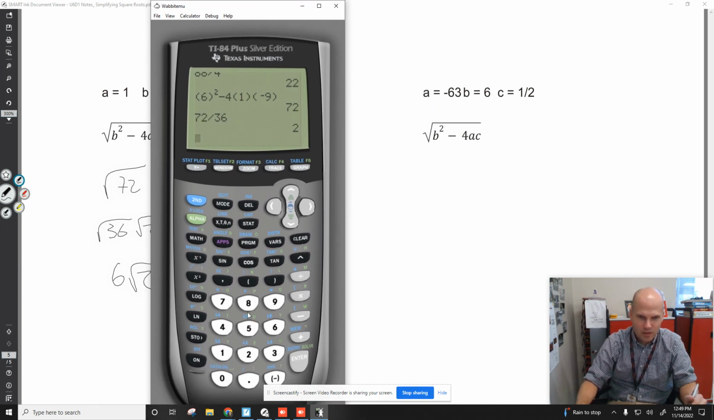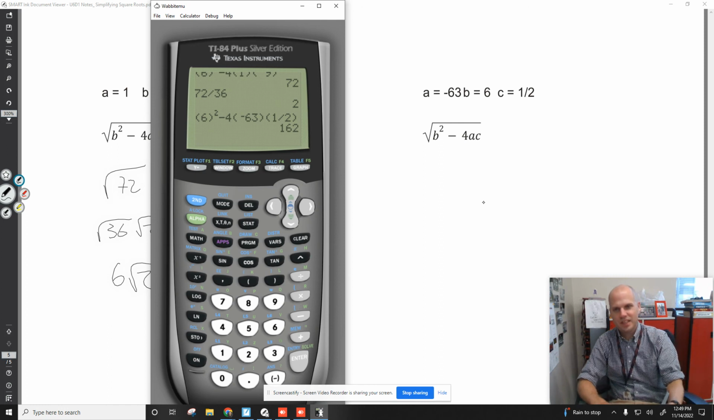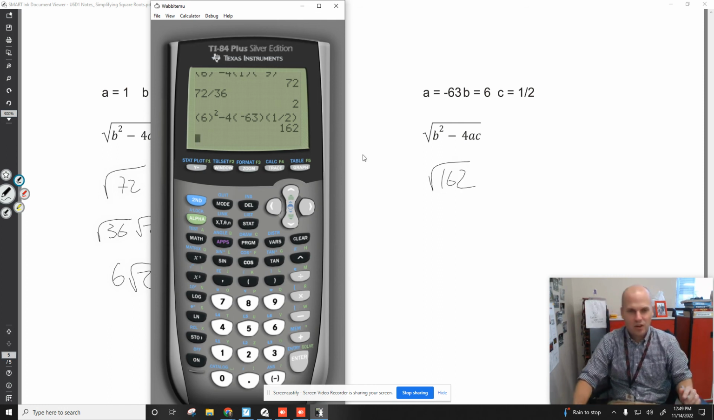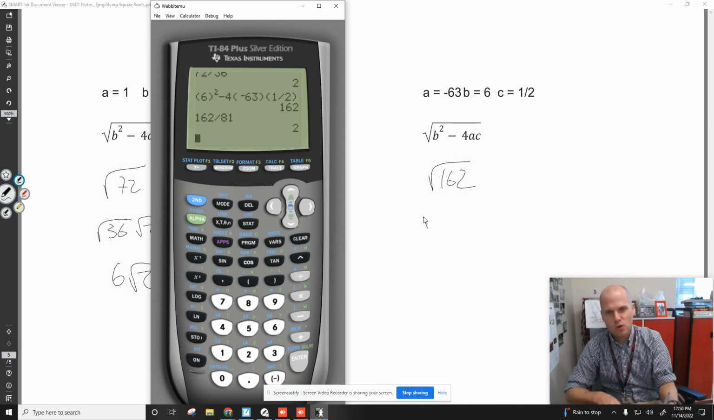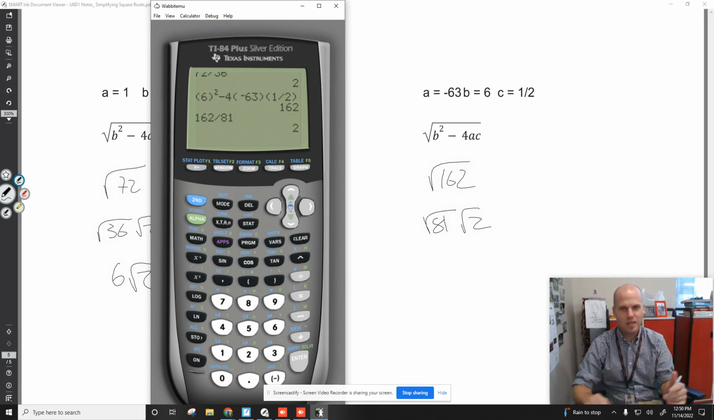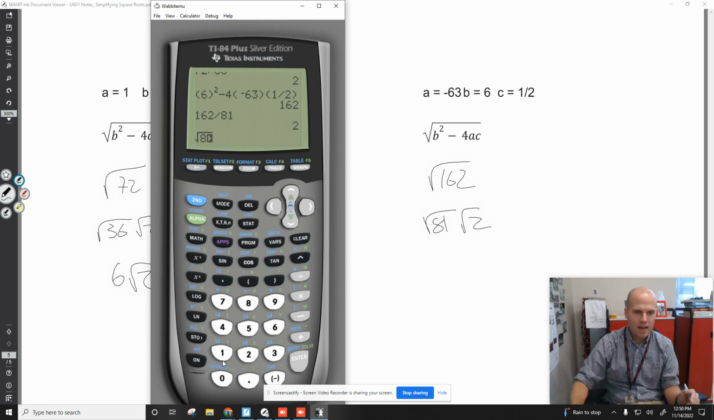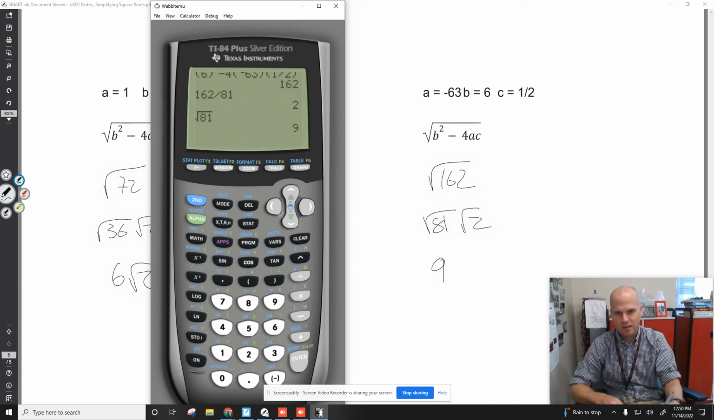Ooh, look at this. A is negative 63. Why did I do this? B squared minus 4 times negative 63 times 1/2. 162. I think I gave this for a reason. Okay, start dividing. Well, 100 doesn't work. Let's try 81. Ooh, root 81, root 2. Start with the big numbers, and then you'll be able to simplify it easily. The square root of 81 is a nice number, 9 root 2.